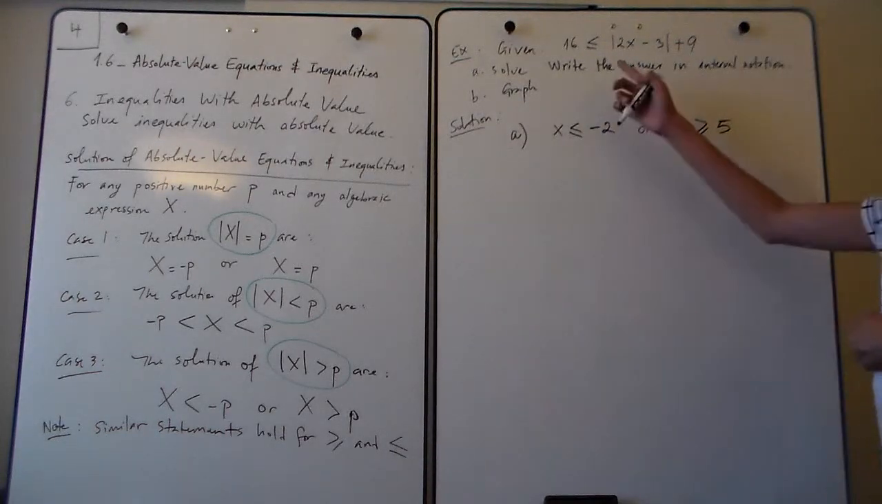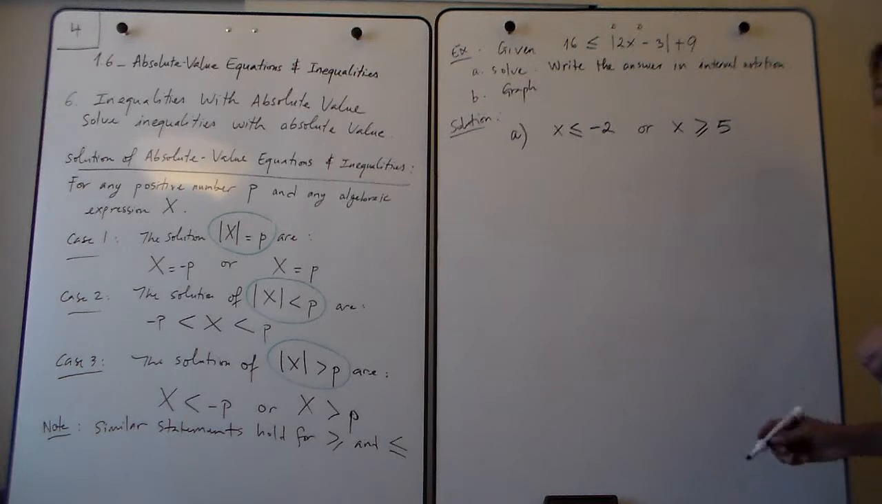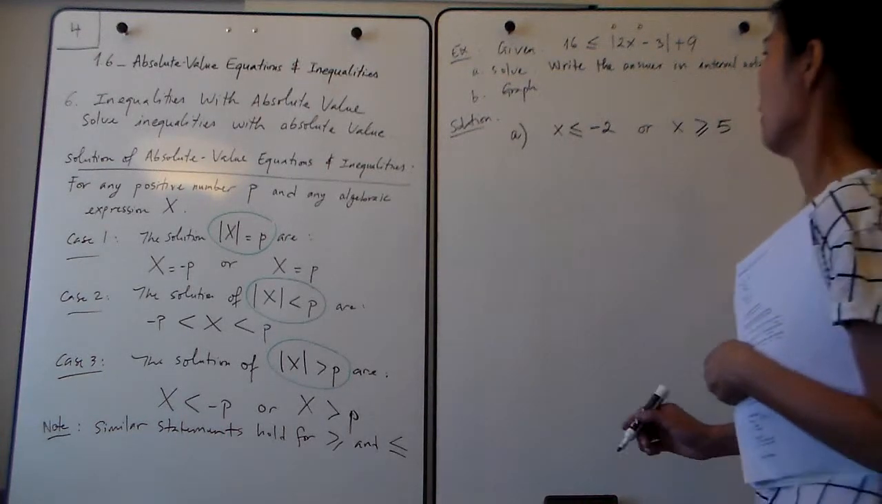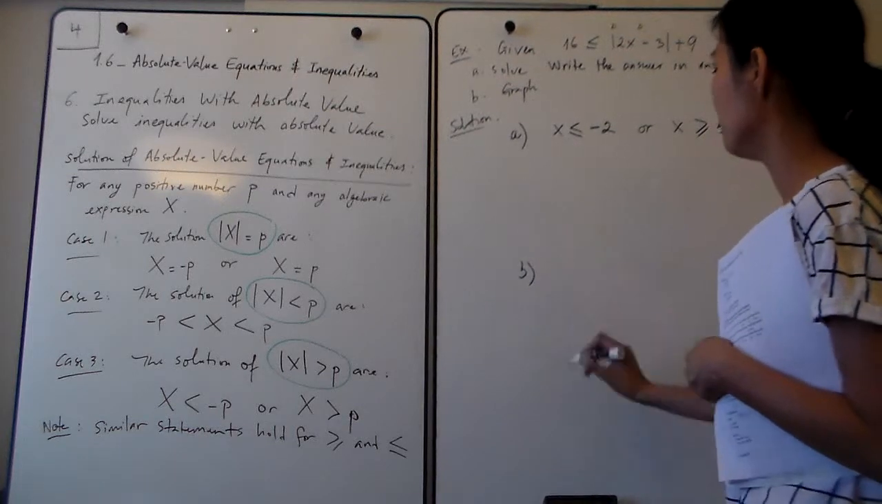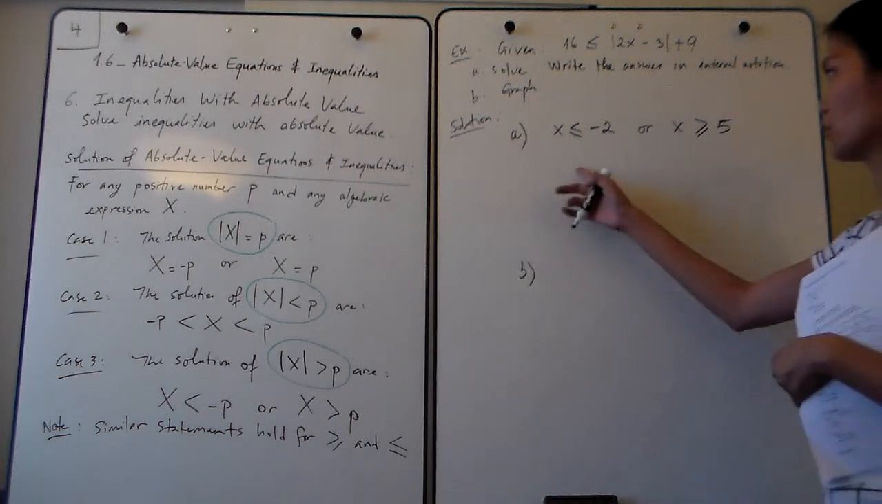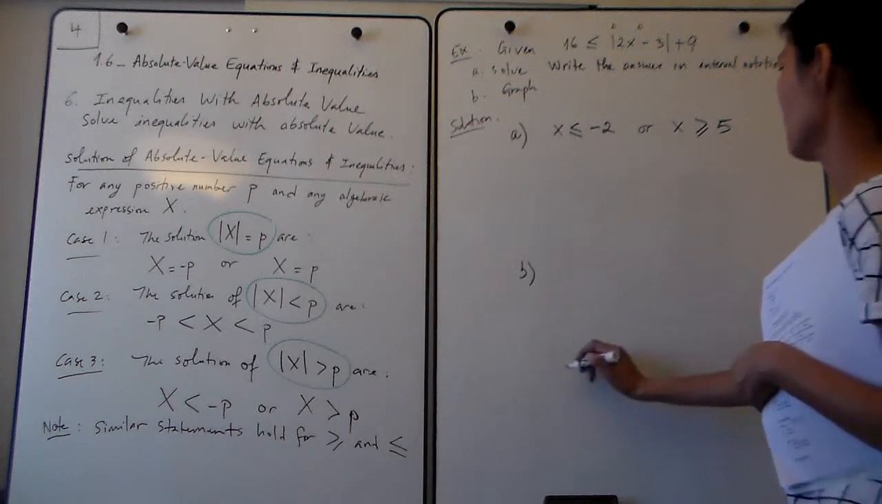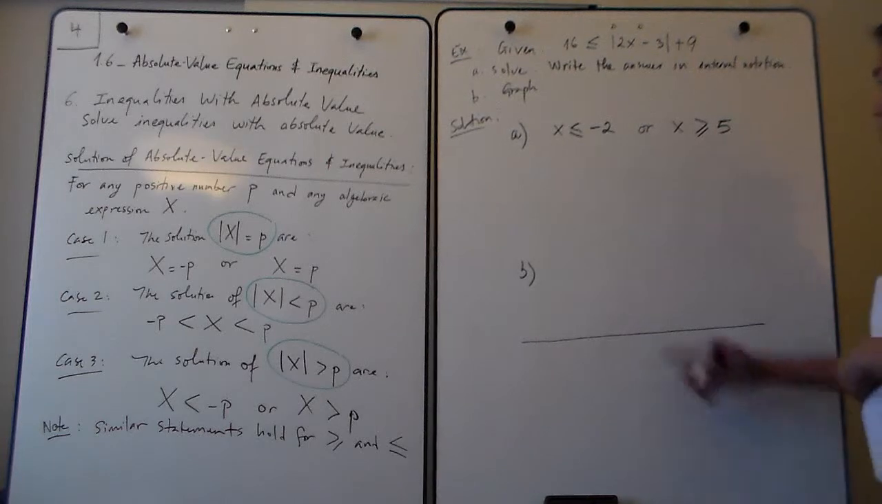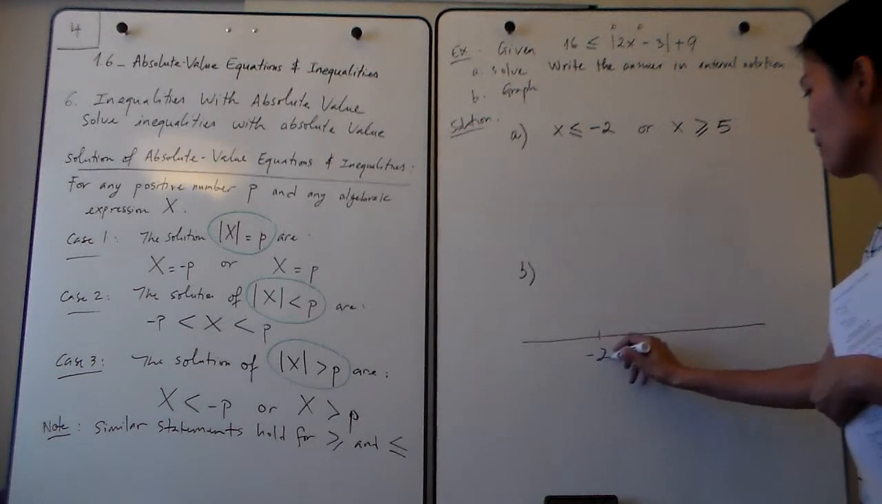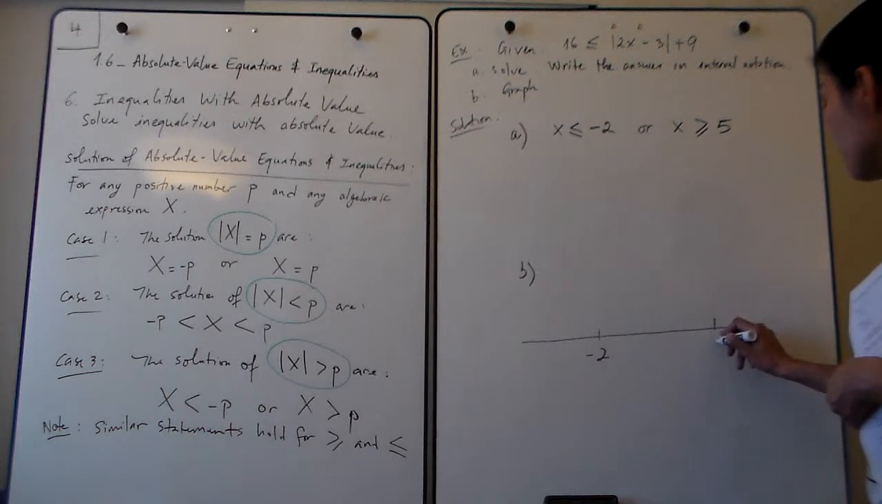Alright, write the answer in interval notation, so that means you need to use brackets or parentheses. And part B is graph. Again, let's do the graph first. It's up to you if you like to graph first, but don't forget to write the answer right here. You can graph this first. x less than or equal to negative 2. So negative 2 here, 5 right here.